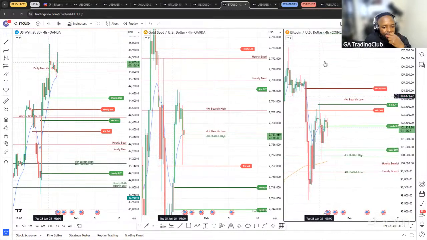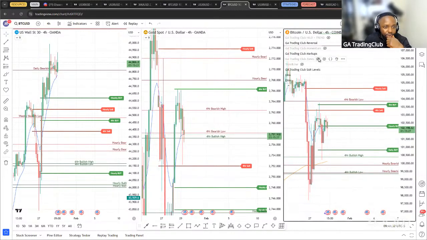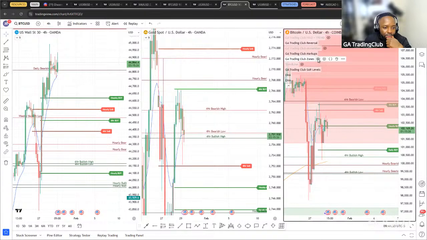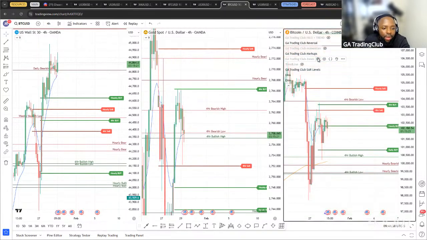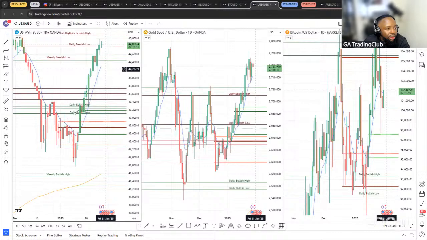For BTC, there's a sell here on the 4-hour time frame. However, that is at 103,655. But again, I only trade the 1-hour time frame. I'm not looking to trade any other time frame other than the 1-hour.